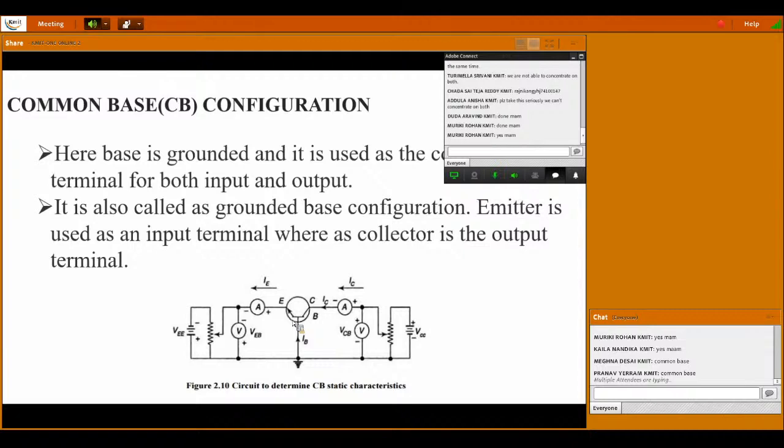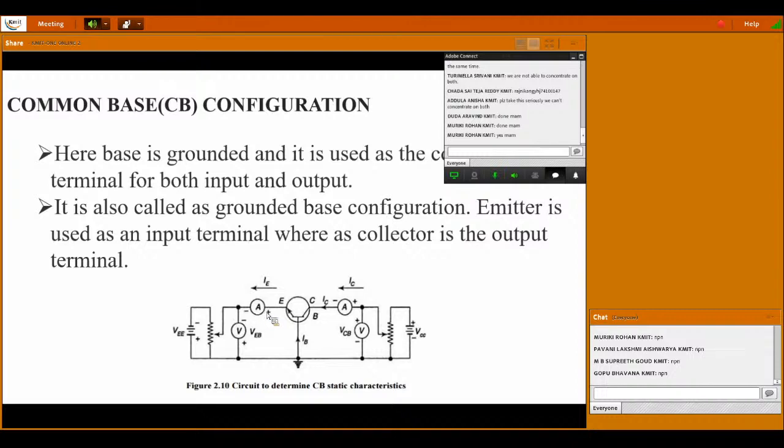I'm asking which type of transistor? Yes, NPN, NPN. Good. So for an NPN transistor, I connected the base as a common terminal, which is connected to the ground. The emitter is the input terminal, and the collector is the output terminal. Is it clear, everybody?